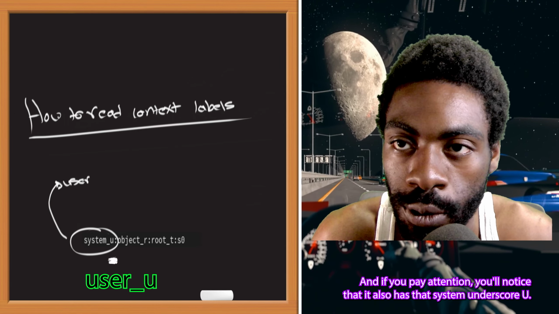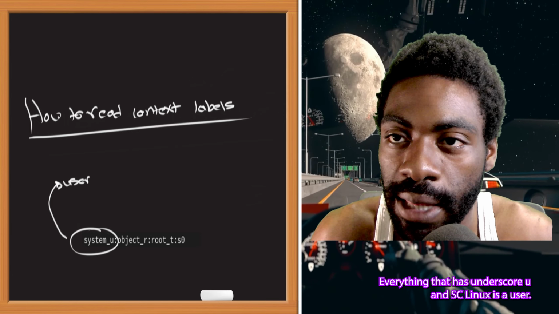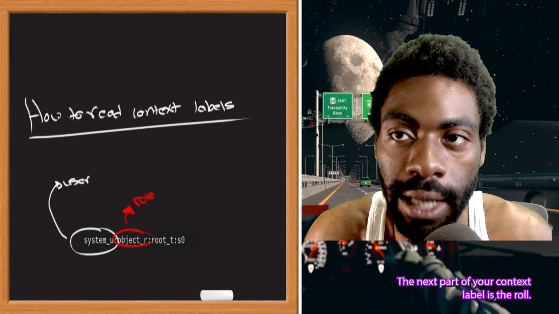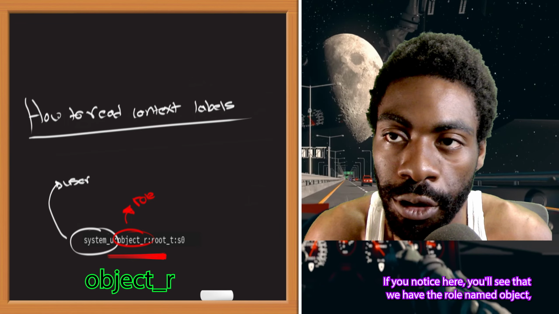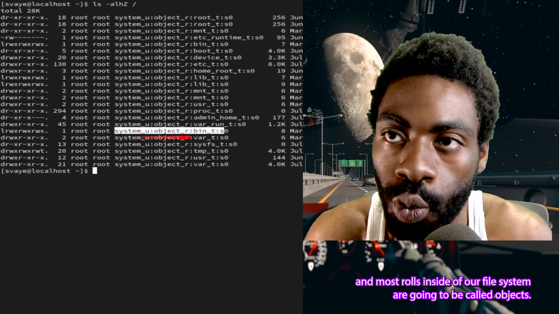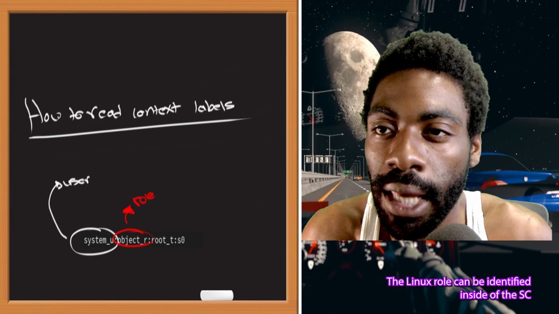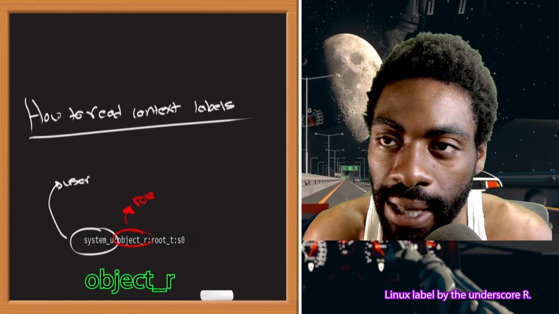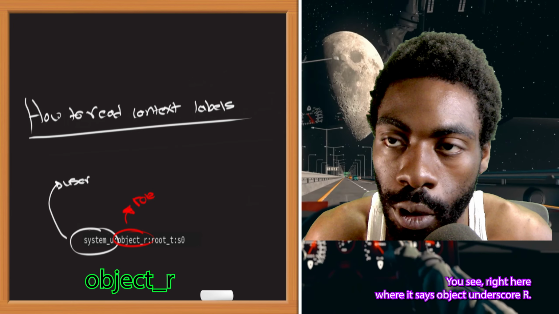And if you pay attention, you'll notice that it also has that system_u. Everything that has _u in SELinux is a user. The next part of your context label is the role. If you notice here, you'll see that we have the role named object, and most roles inside of our file system are going to be called objects. The SELinux role can be identified inside of the SELinux label by the _r. You see right here where it says object_r.